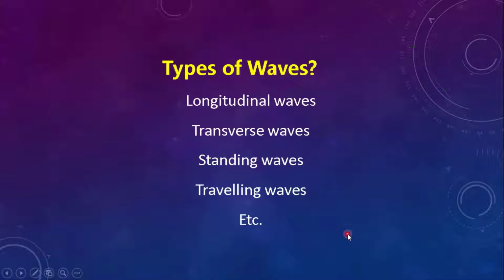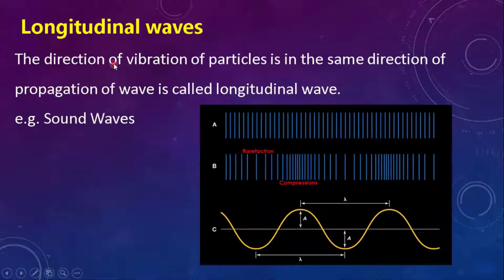And now, types of waves. What are the different types of waves? Longitudinal waves. If the direction of vibration of particles is the same as the direction of propagation of the wave, that is called a longitudinal wave. In longitudinal waves, let's say, for example, all the particles are uniformly distributed. Whenever a longitudinal wave is there, the density of the particles is very low here and high there, low and high. Like this, compressions and rarefactions will form.